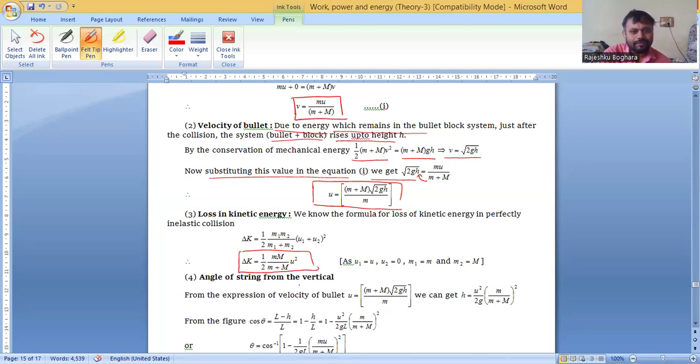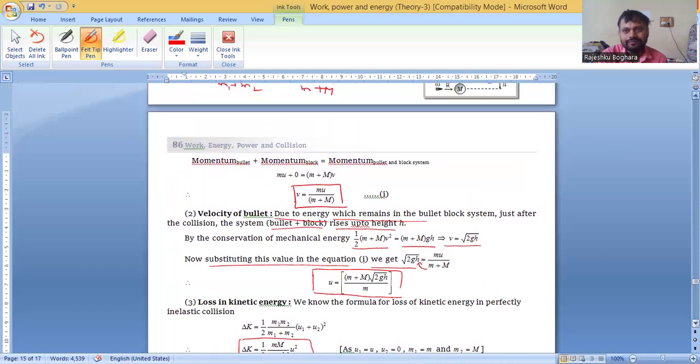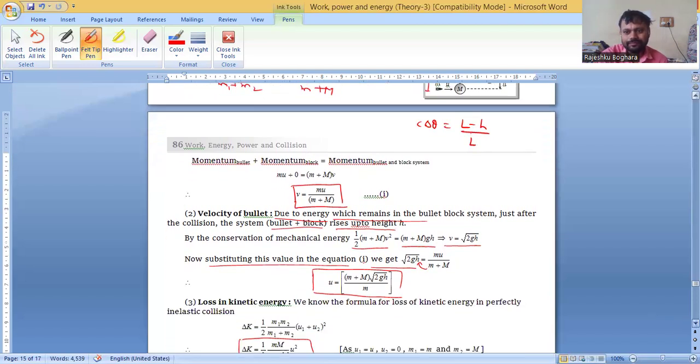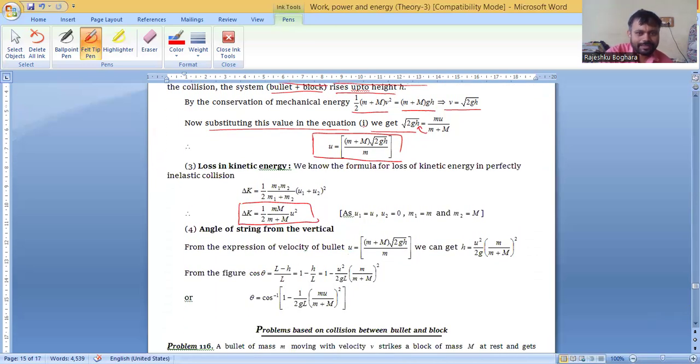Now the angle of the string from the vertical. What angle will it make? So here we see the figure. This is the height h. This is the length L, the total length L. This is h, so this is L minus h. This is theta. So cos theta is equal to the near side upon the hypotenuse. Clear? So we have to remember L minus h upon L. So cos theta equals L minus h upon L.